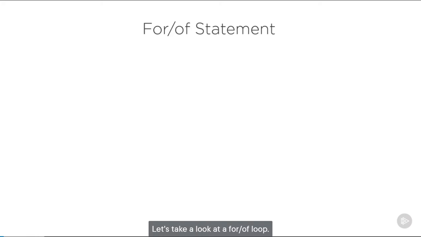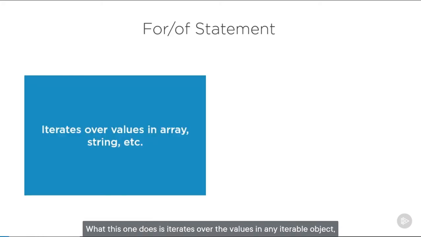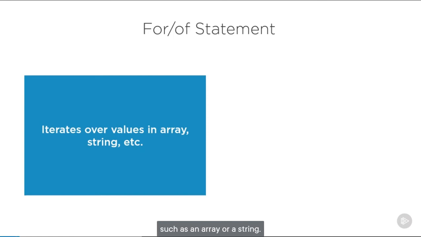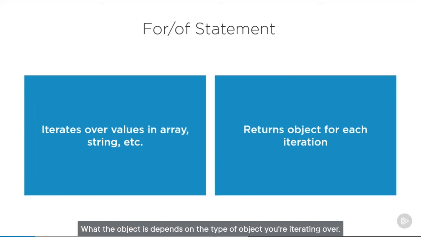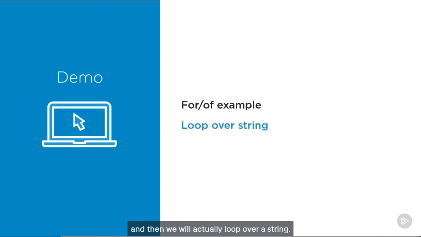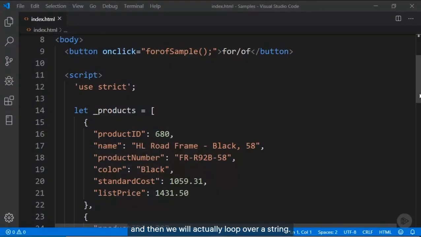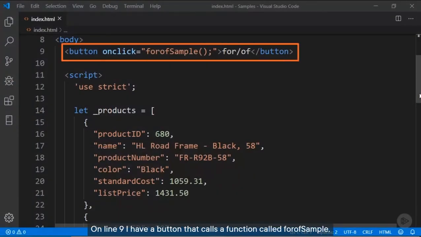Let's take a look at a for of loop. What this one does is iterate over the values in any iterable object, such as an array or a string. It returns an object for each iteration. What the object is depends on the type of object you're iterating over. Let's take a look at a couple of examples here. We'll do a normal for of where we iterate over an array, and then we will actually loop over a string. On line 9, I have a button that calls a function called for of sample.